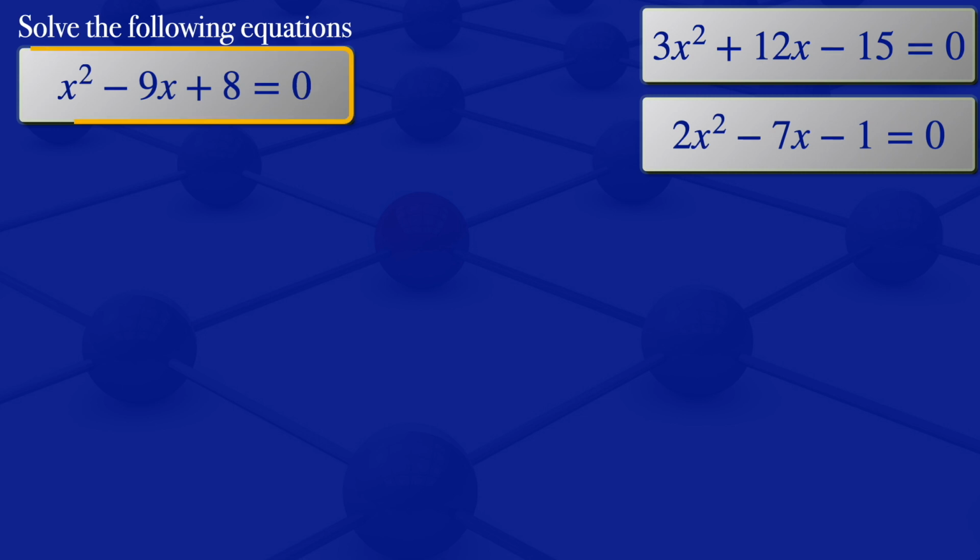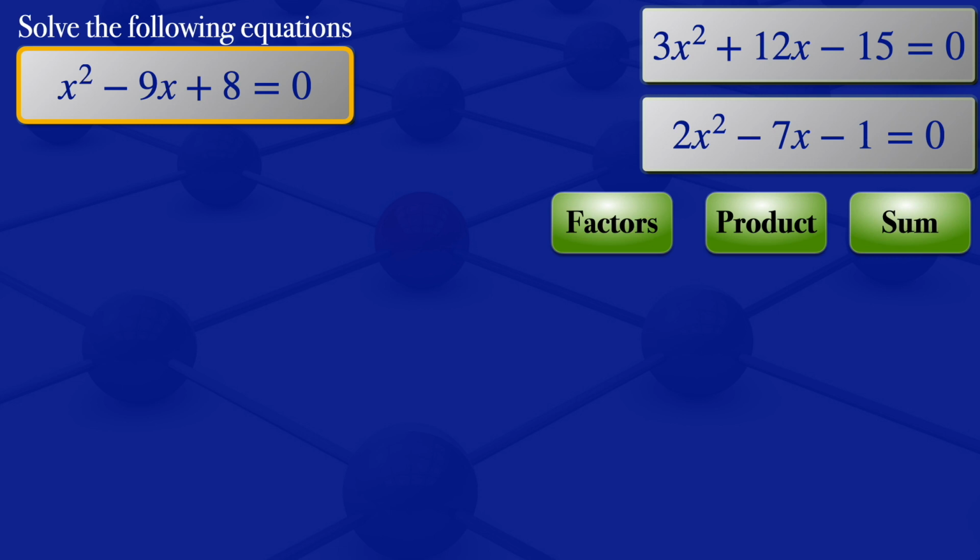I now go on to the second equation, which is x squared minus 9x plus 8 equals 0. To solve that, I will try to factorize it. What we want are two numbers which, when you multiply them, give us a positive 8, but when we add them, give us a negative 9. So I look for factors, then I check the product, then check the sum.